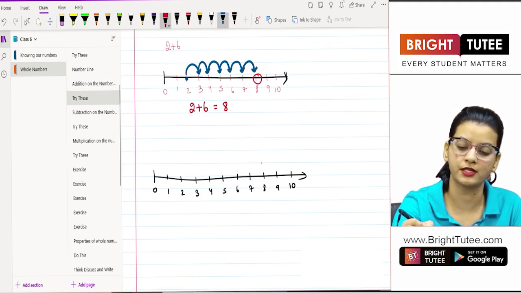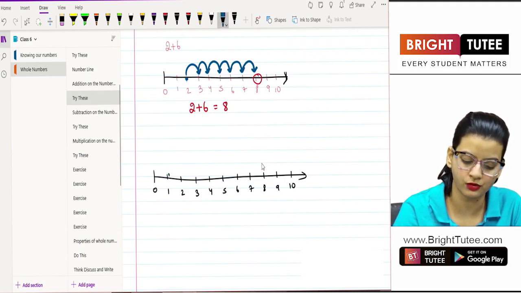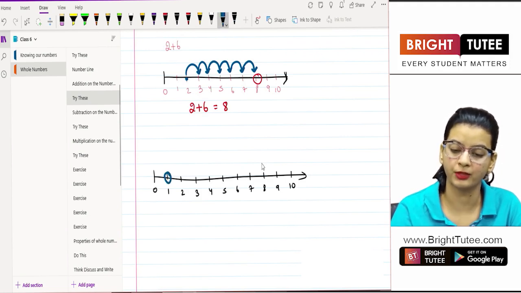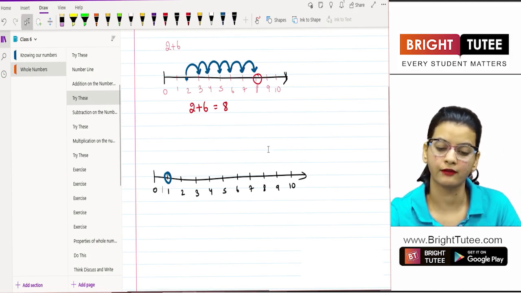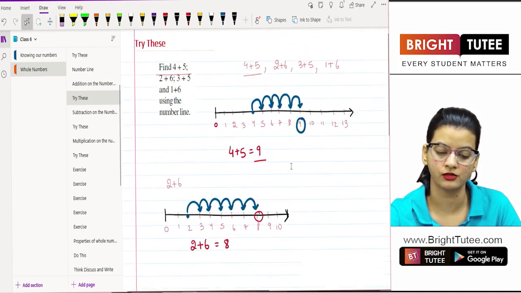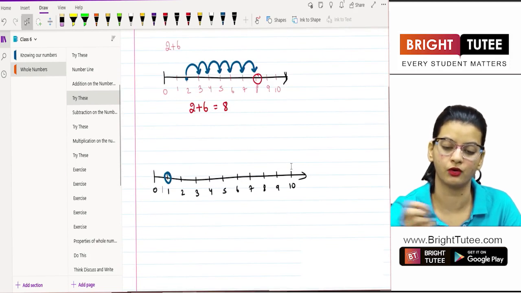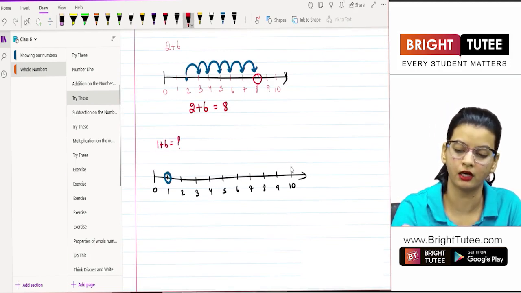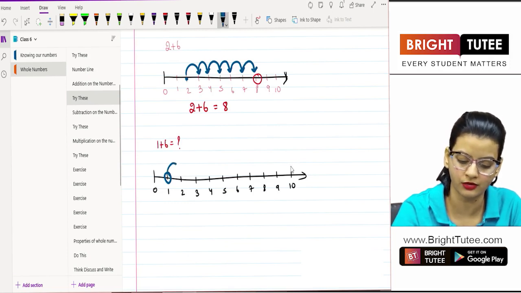Okay. So 1 plus 6 means I have to find out 1. So this is my 1. I have located 1. Then I have to make how many jumps? I have to calculate 1 plus 6, so I have to make 6 jumps now. I am calculating 1 plus 6 equals to what over here? So I will make 6 jumps now.